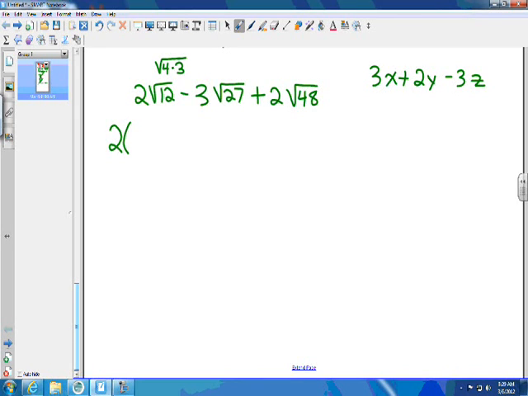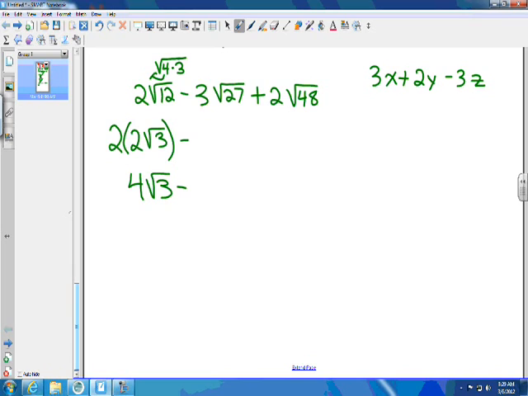So 4 is the biggest perfect square that goes into 12. And what is the square root of 4? 2. So you end up with 2 square root 3 there. Now that radical is simplified. And if you multiply 2 times 2 square root 3, you would have 4 square root 3.